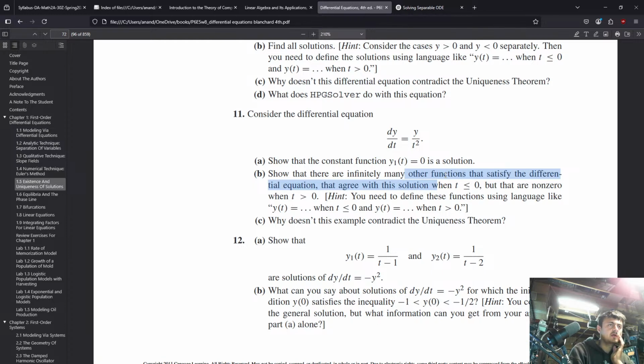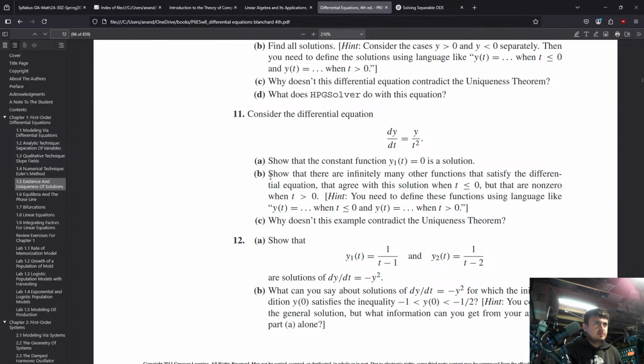that agree when t is less than or equal to 0. Damn, dude, this got difficult for me.